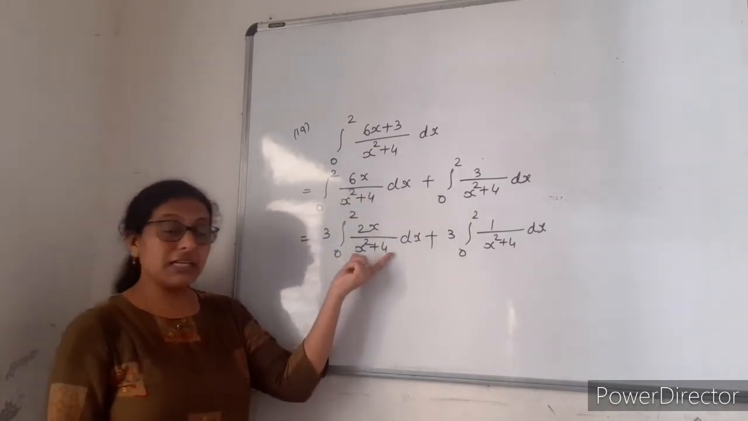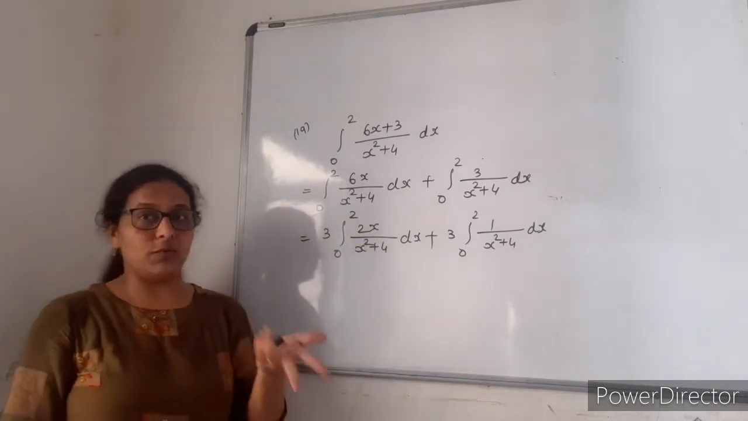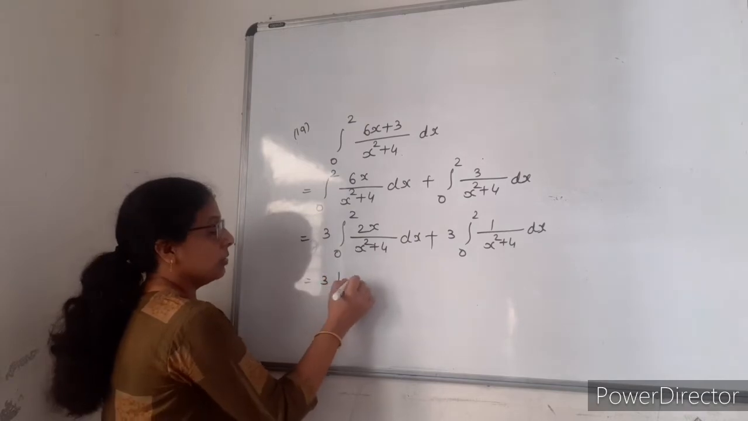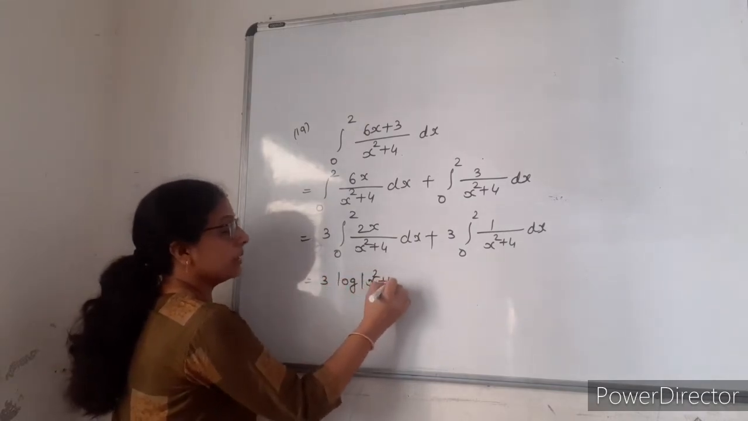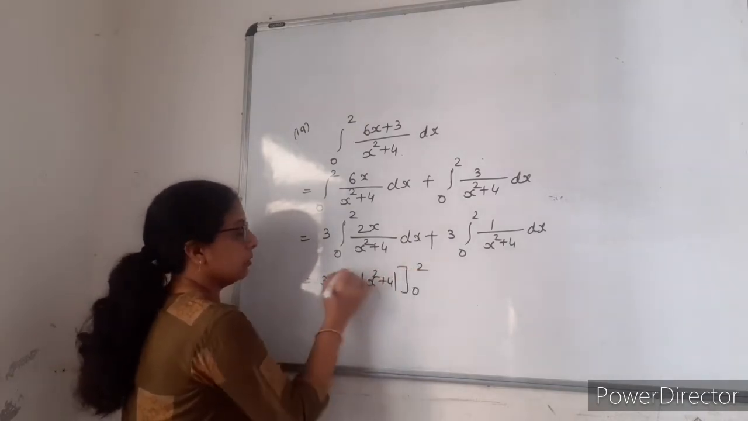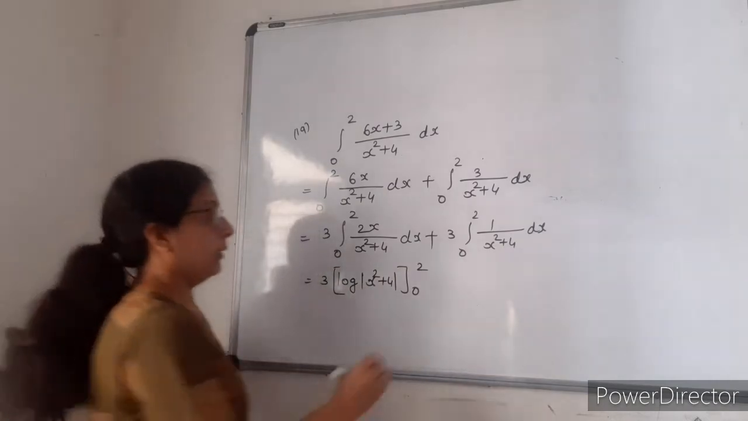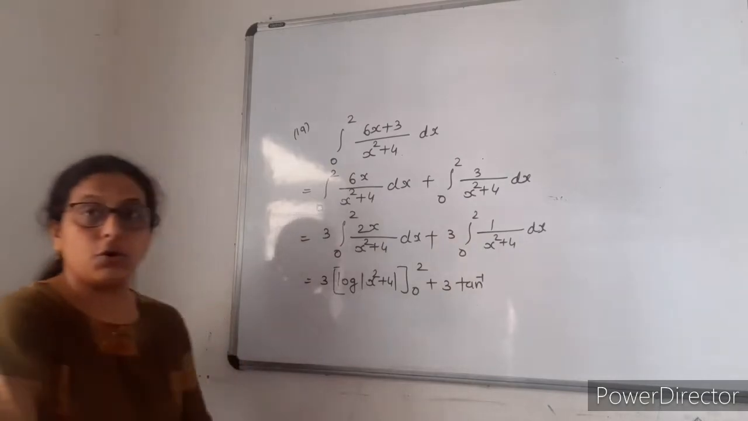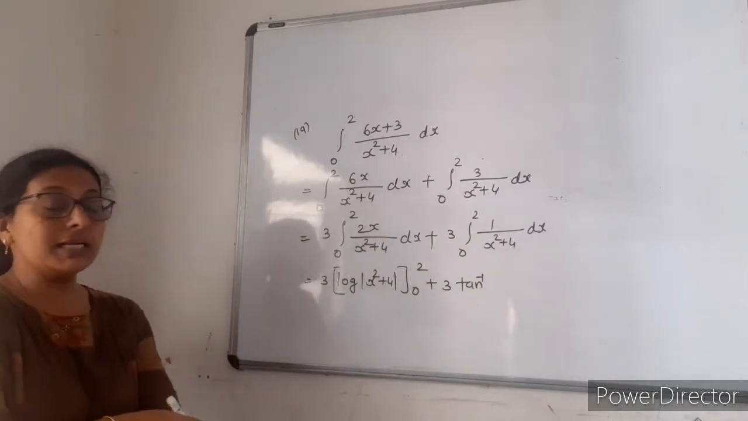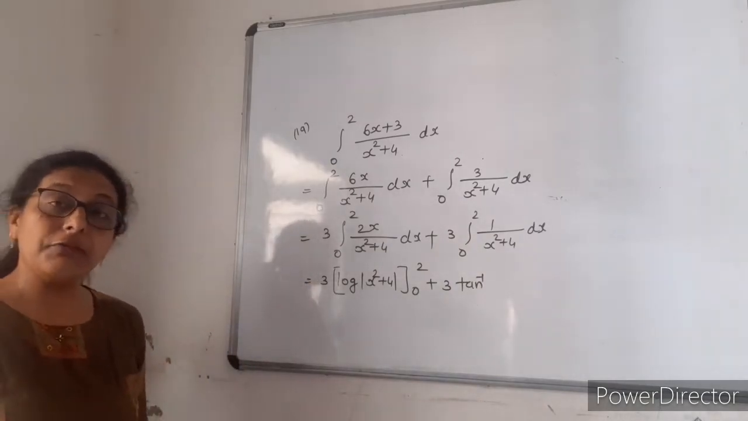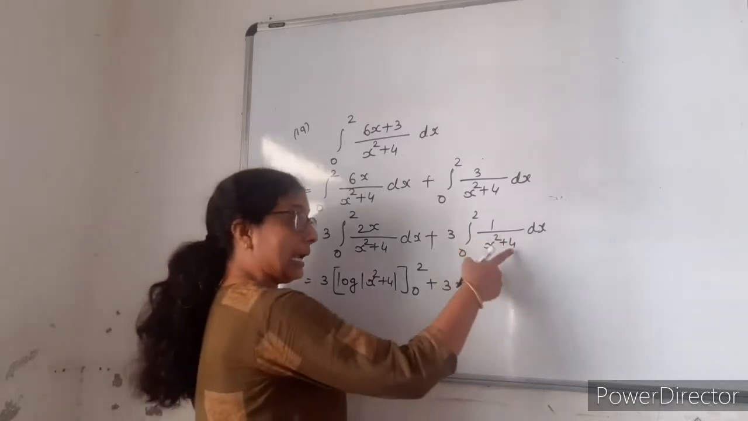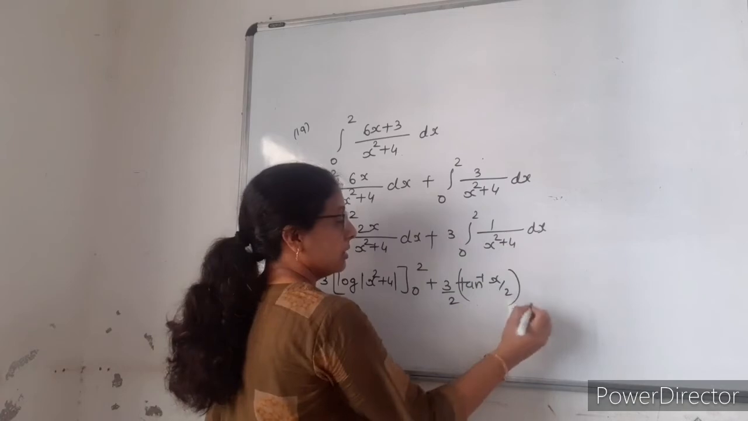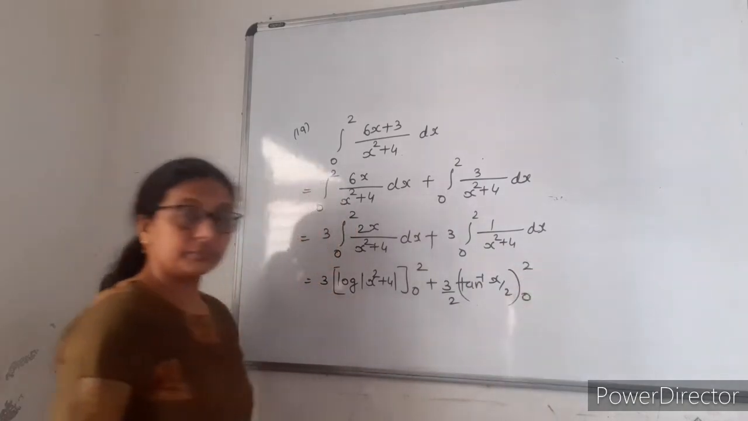Because here it is a function, and on top is its derivative. So we can write log mod. This has come many times. So log mod x square plus 4 from 0 to 2, plus 3. This is the formula of x square plus 2 square. This is the formula of tan inverse. So 1 upon a, a is 2, so 3 by 2 tan inverse x by 2, from 0 to 2.